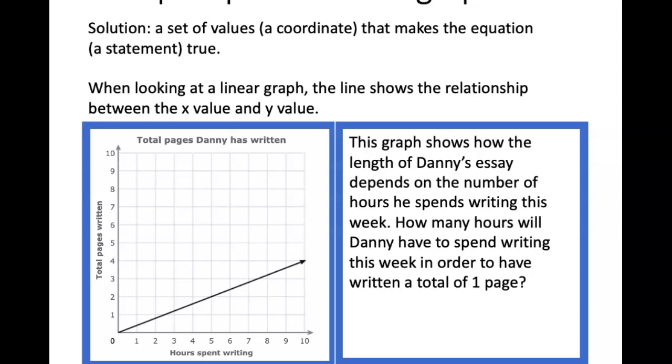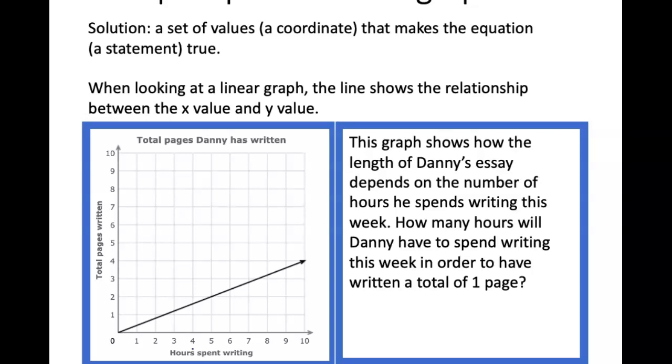So in our graph here, I see that I have a heading that says total pages Danny has written. Right here, total pages Danny has written. The x value is the hours spent writing, and the y value is the total pages written. So the x is related to the y, which makes sense. The number of hours I spend writing will determine how many total pages I have written. So let's read our little scenario here.